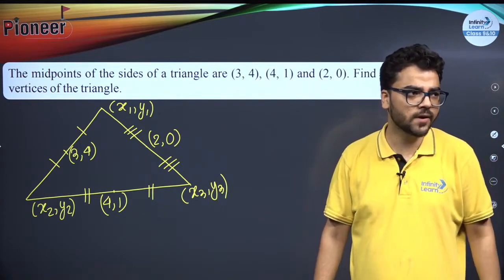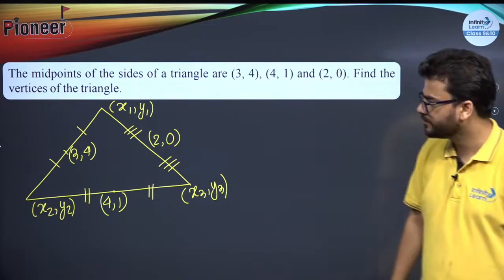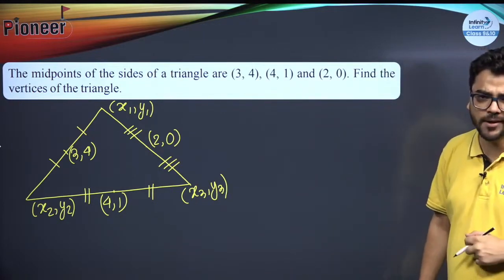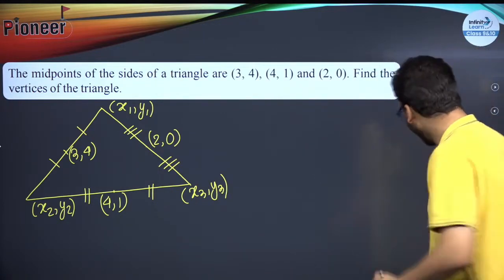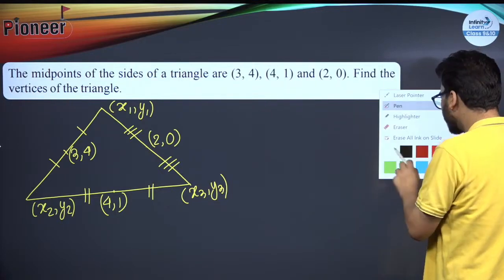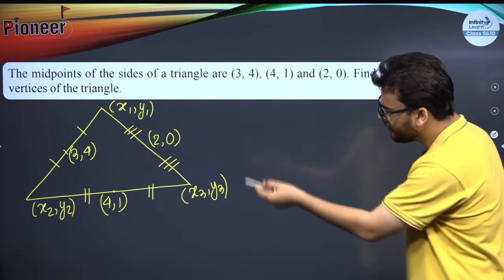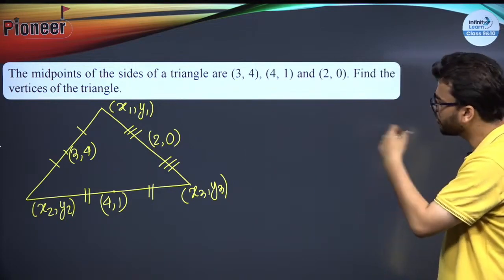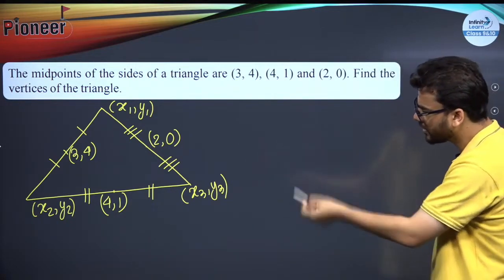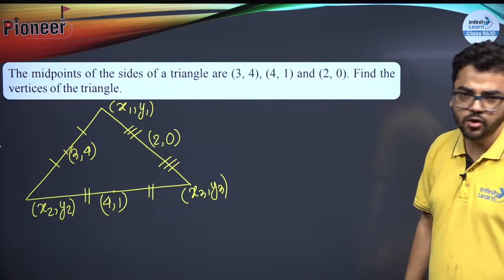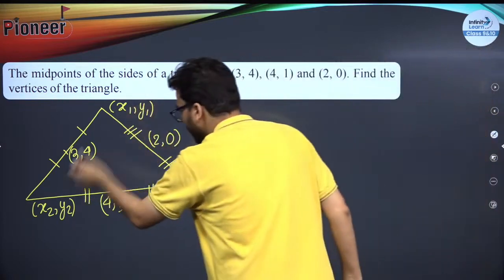Can you try doing this question and let me know the answer in the chat? So it's a direct question on the basis of the midpoint formula actually. So let's try doing this one, guys. If I use the midpoint, let me check if we have written the values correctly: 3, 4, 4, 1 and 2, 0, x1, y1, x2, y2, x3, y3. Yeah, that is correct. So can I use the midpoint formula over here, guys?